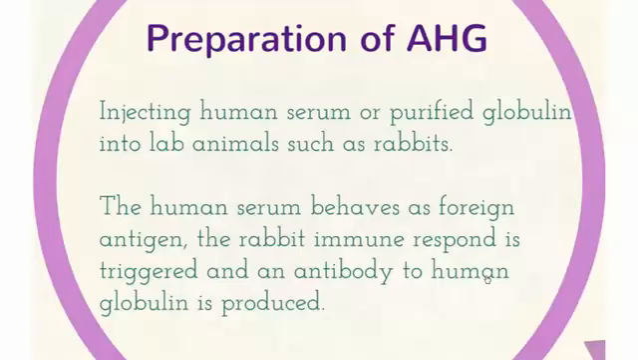So how do we prepare this reagent? This reagent is prepared by injecting human serum or purified globulin into the lab animals such as rabbits. When the animals receive this human serum, it is alien to the rabbit's body, so it behaves as foreign antigen towards the rabbit. So the rabbit immune response will be triggered, and an antibody to the human globulin is produced.